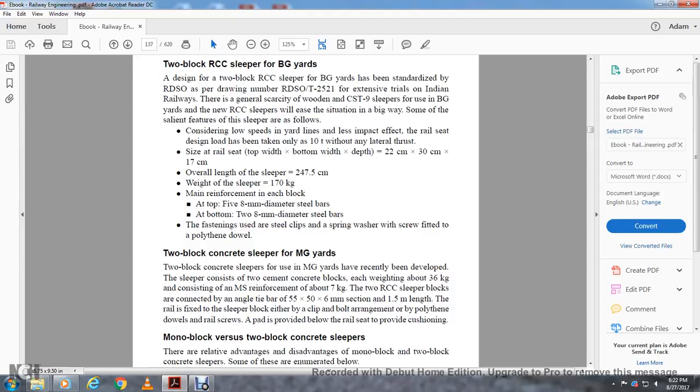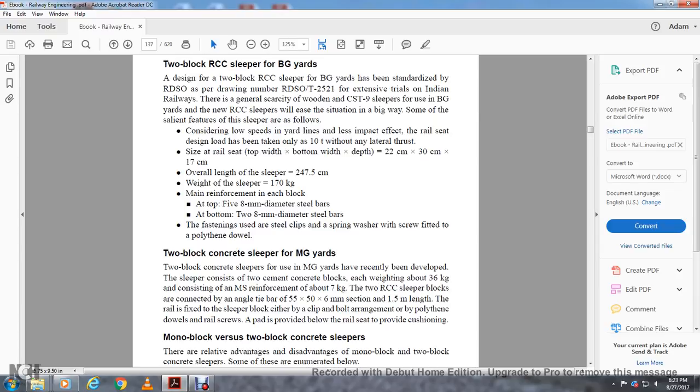Now, the two-block concrete sleeper for the meter gauge yard. The two-block concrete sleepers for meter gauge yards have been recently developed. The sleeper consists of two cement concrete blocks, each weighing 336 kilograms, with MS reinforcement of about 7 kilograms. The RCC sleeper blocks are connected with an angle tie bar of about 55, 50, 66 millimeter section and 1.5 meter length, with the rails fixed to the sleeper blocks via either clip and bolt arrangement or polyethanol dowels. The rail screw pad is provided below the rail seat to provide cushioning.